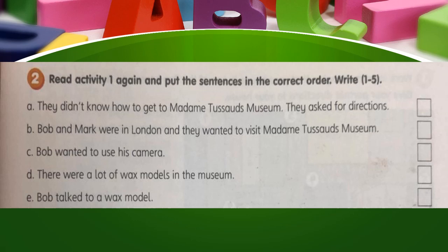Now, we will answer activity 2 together. In activity 2, read activity 1 again and put the sentences in the correct order, 1 to 5. We will read the sentences and arrange them in the correct order from 1 to 5.